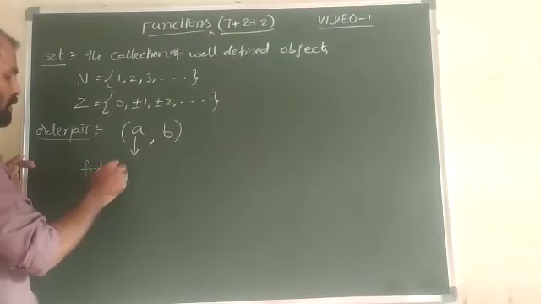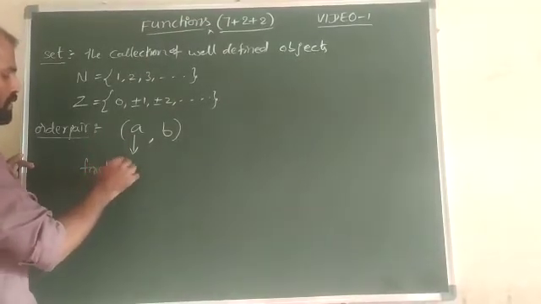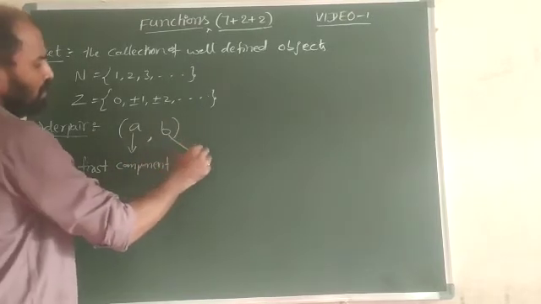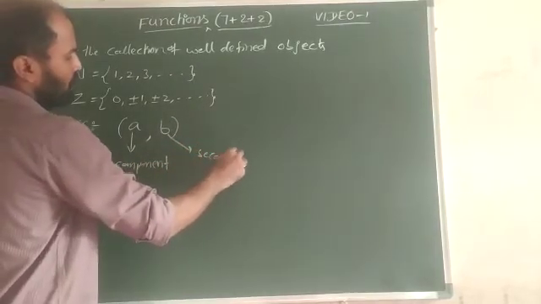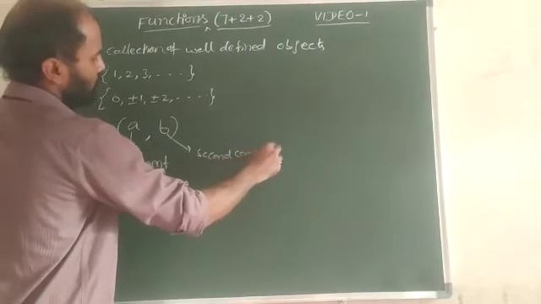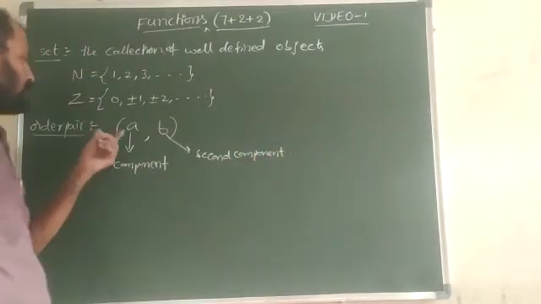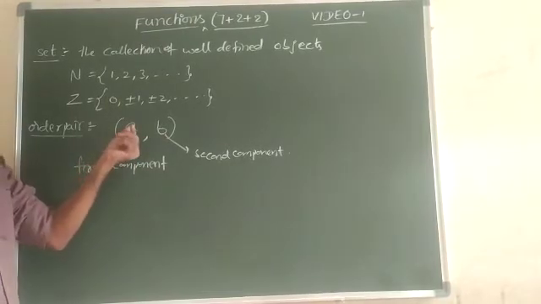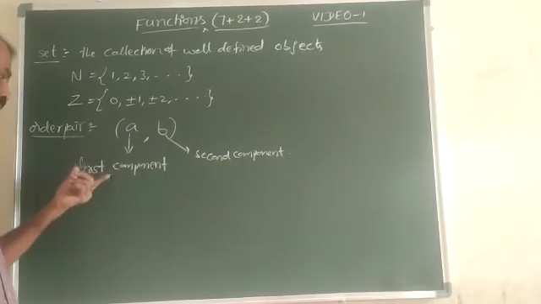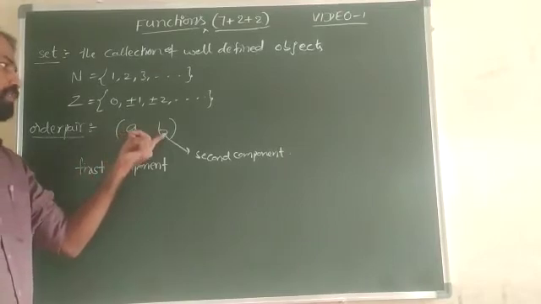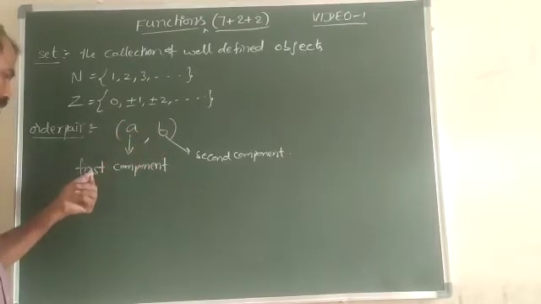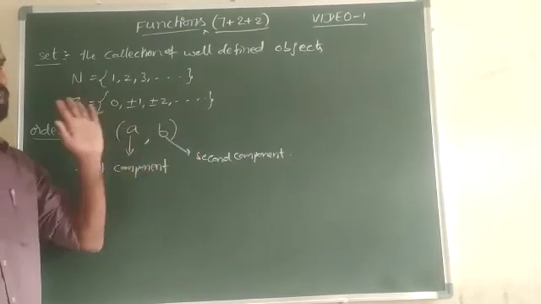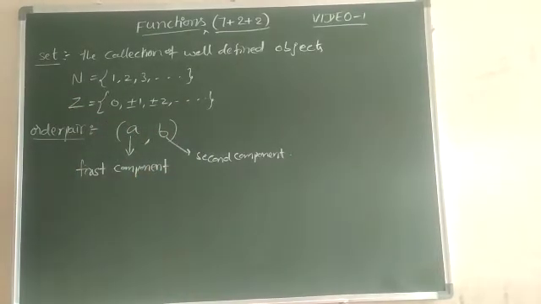A is called the first component, and b is called the second component. a, b are two elements, like a belongs to set A and b belongs to set B, and then in the ordered pair (a, b), a is called the first component and b is called the second component.